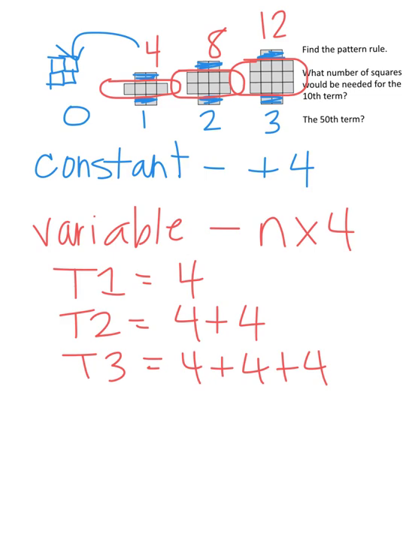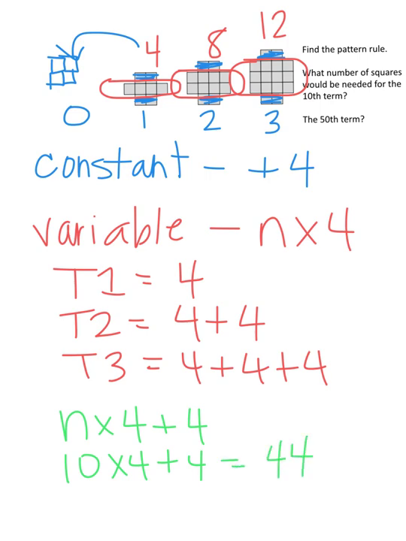So now I've got my final pattern rule that I can put all together. My rule is going to be n times 4 plus 4. And in order then to solve my two questions above, I would just substitute those in for n. So 10 times 4 plus 4 would be 10 times 4 is 40, plus another 4 is 44. And the second question is the 50th term. So 50 times 4 plus 4 would be 50 times 4 is 200, plus another 4 is 204. And so that is how I would use that pattern rule to solve that problem.